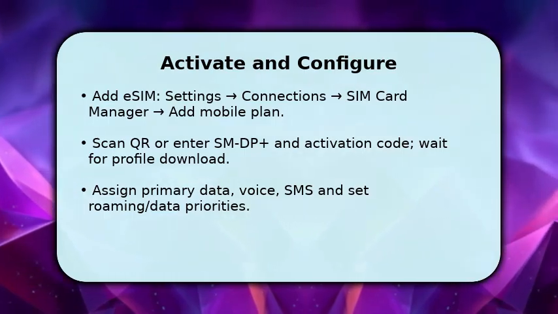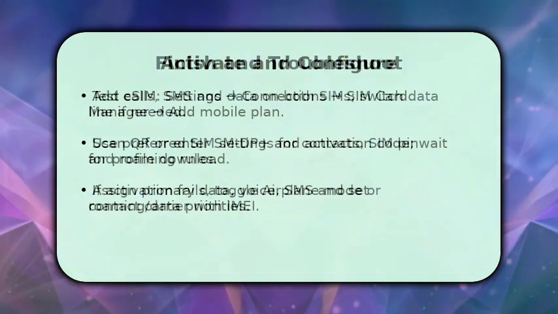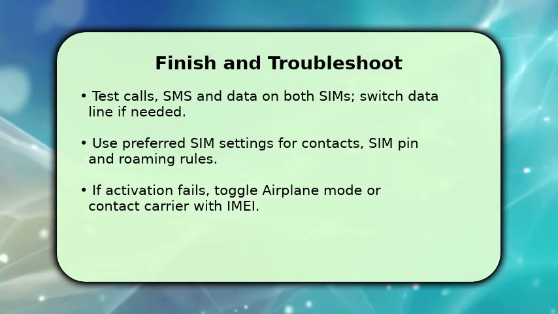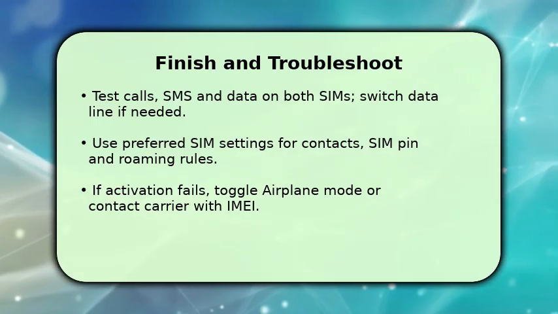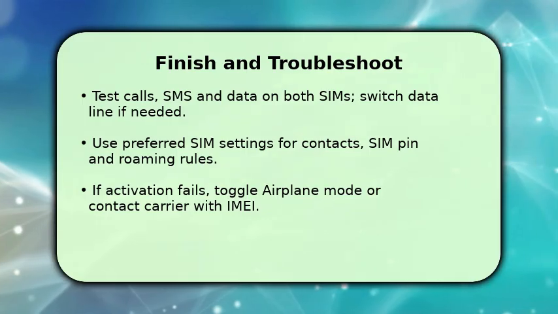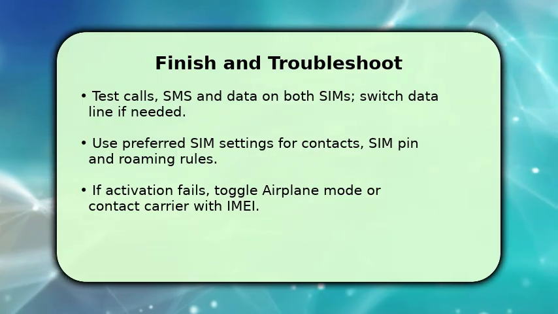You finish by testing. Call each number, send an SMS, and browse on the selected data line to confirm everything works. If one service fails, try toggling airplane mode, restarting the phone, or reassigning the default data SIM. Sometimes registration needs a fresh attempt.